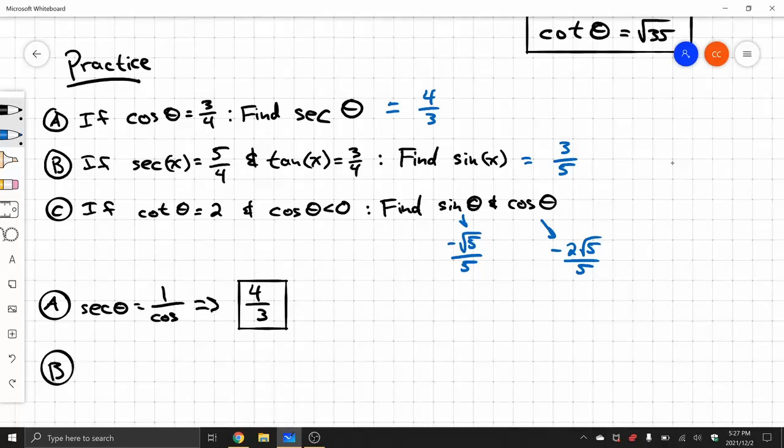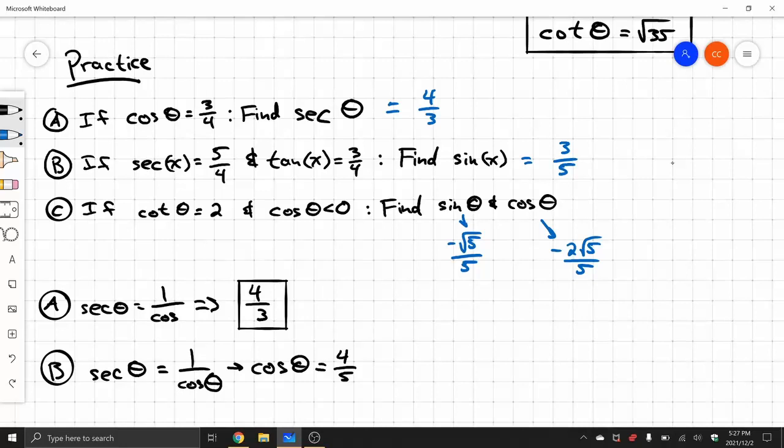Okay, for B, I'm given secant and tangent. I'm asked to find the sine. Well, I know that secant theta is equal to 1 over cosine theta. I'm going to use that information and just flip it and say that my cosine is equal to 4/5.